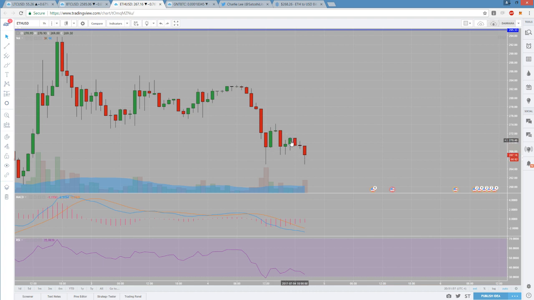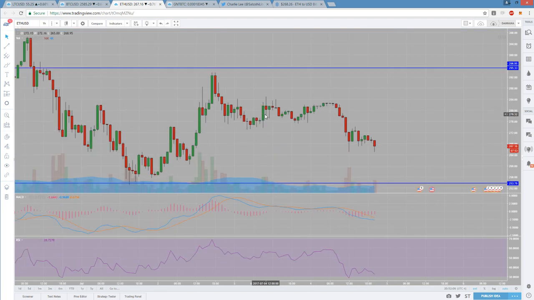So if we break 271 without breaking 265 support, we will look for the bulls to show up a bit in this space on Ethereum. And again, I am watching very close over the next 2 days for entry signals to be looking for a bullish move back up to the 290s of Ethereum.